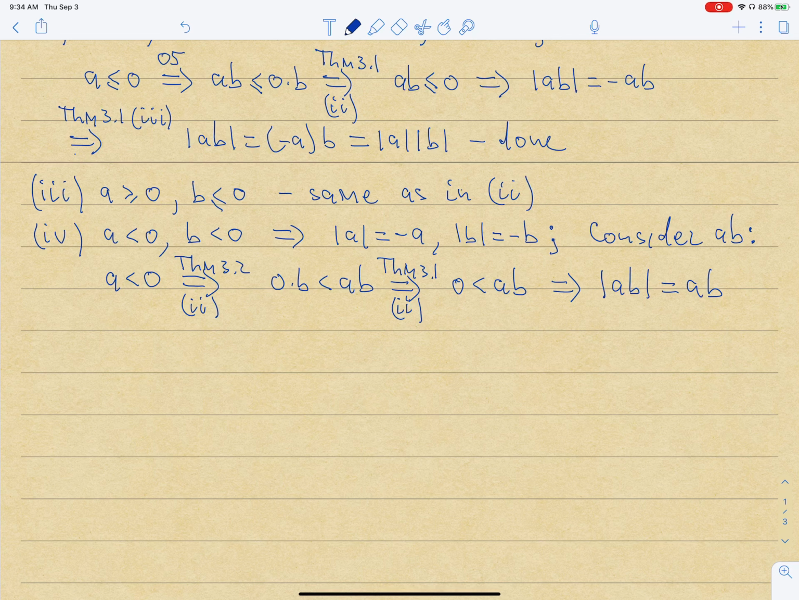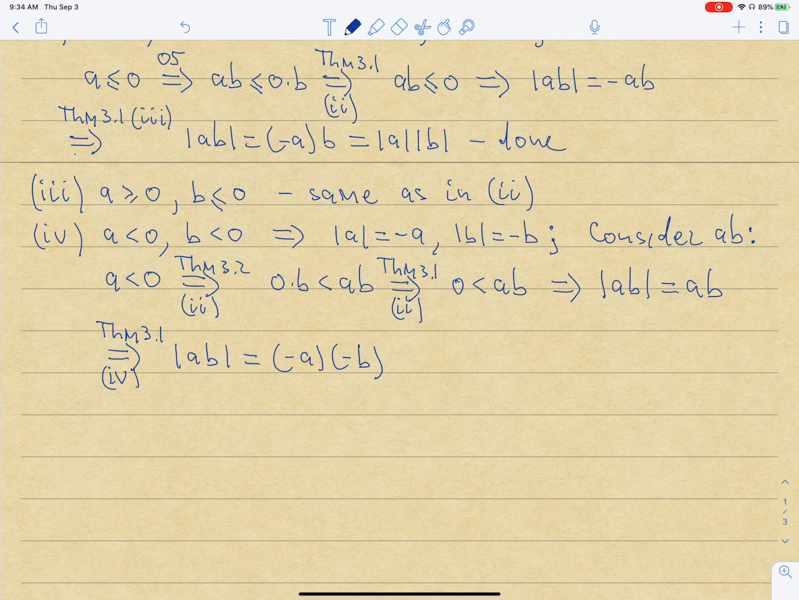And finally, if we look at theorem 3.1, item number 4, this tells us that if we are multiplying minus A by minus B, that is the same thing as AB. So therefore, absolute value of AB is actually the same thing as minus A times minus B, right? Because AB is the same as minus A times minus B.